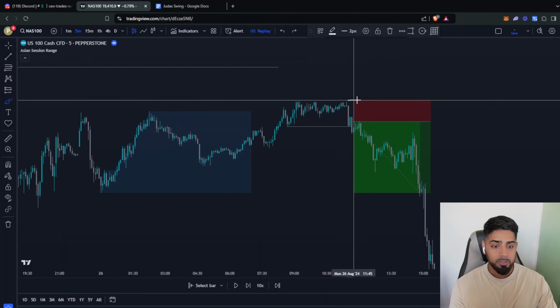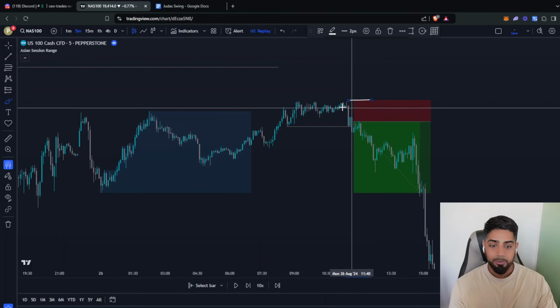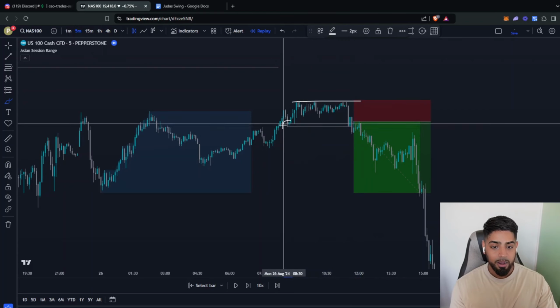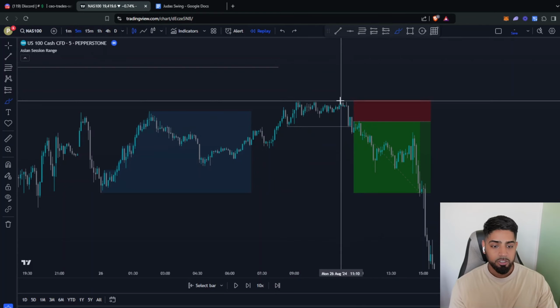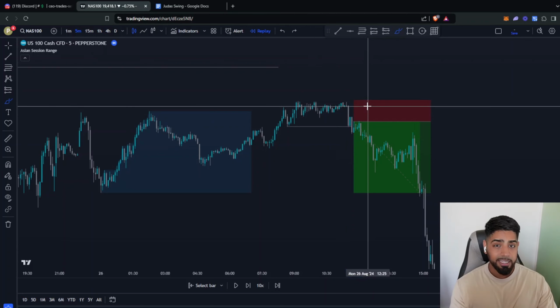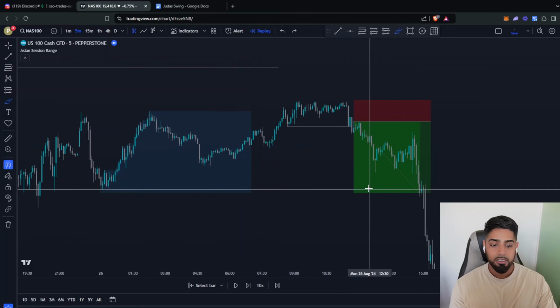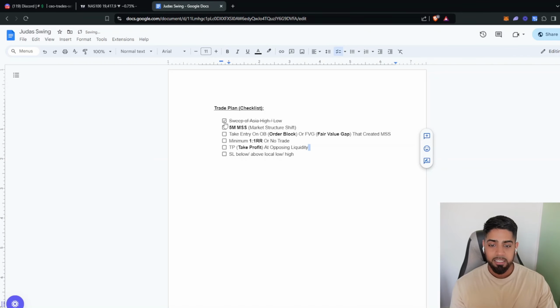Our stop loss goes above the most local high, which in this case was right here, because this is our local high. This is now our local low, right? So stops go above the high, and then we were targeting the opposing liquidity, which in this case was the Asia lows.